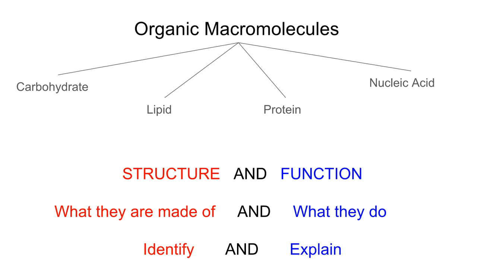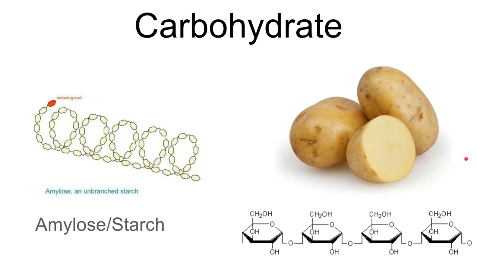So this is what the standard is to understand structure and function. So what are these things made of and what do they do? So basically you're going to be identifying them by their chemical structure and what they look like, and then explaining what they do for living things. So we're going to start with carbohydrates.